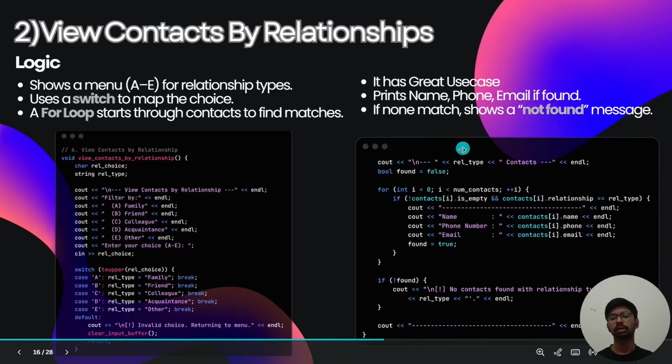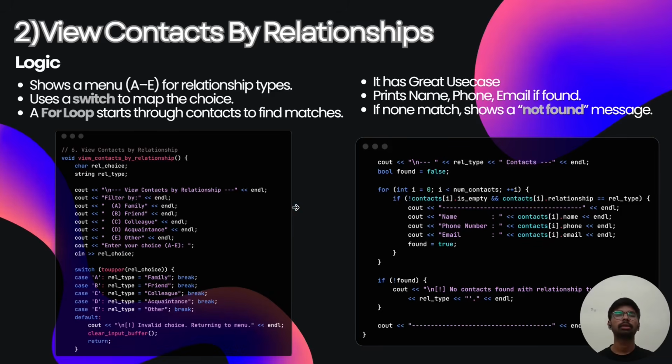Now, what is the use case of this? Say, for example, you have to organize a family function, then you do not have to scroll through all the numbers and check all the contacts of family members in view all contacts. You can use this feature and it will display all the family members. Then you can send messages to each. One more example, you are organizing a friend's party, so you do not have to do it manually. You use this feature and it displays all the friends that you have.